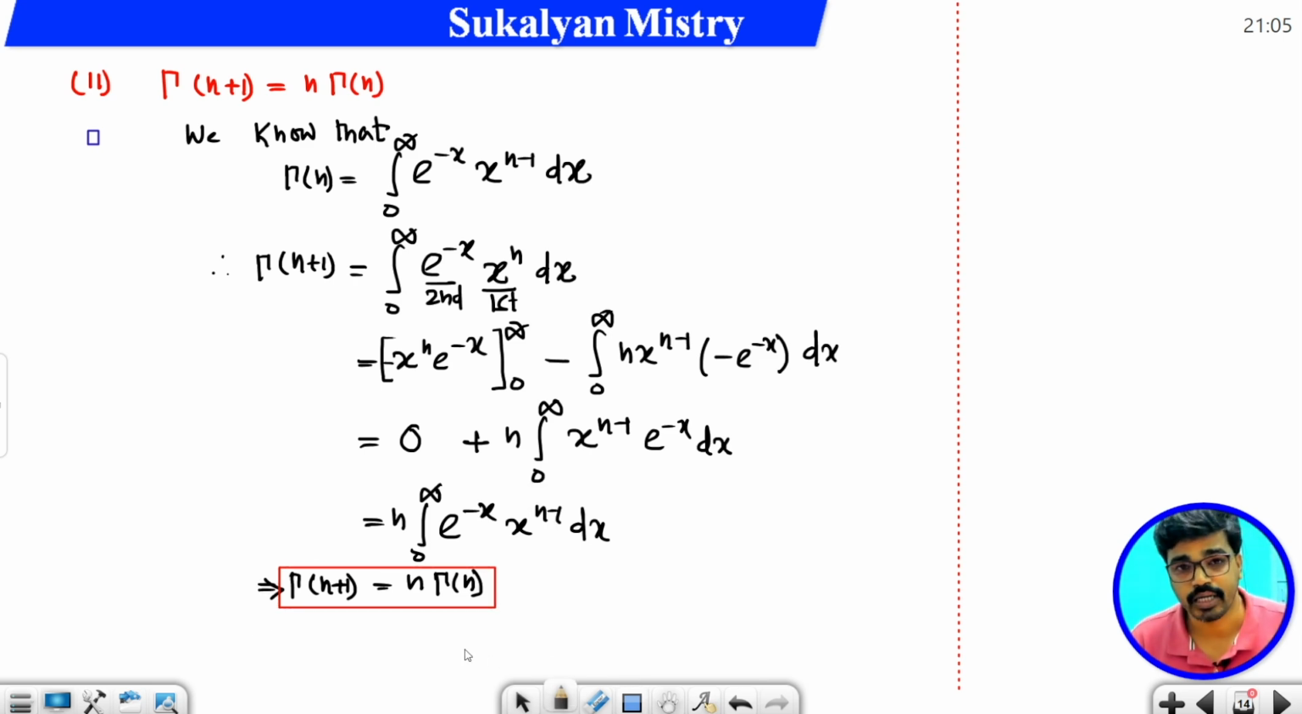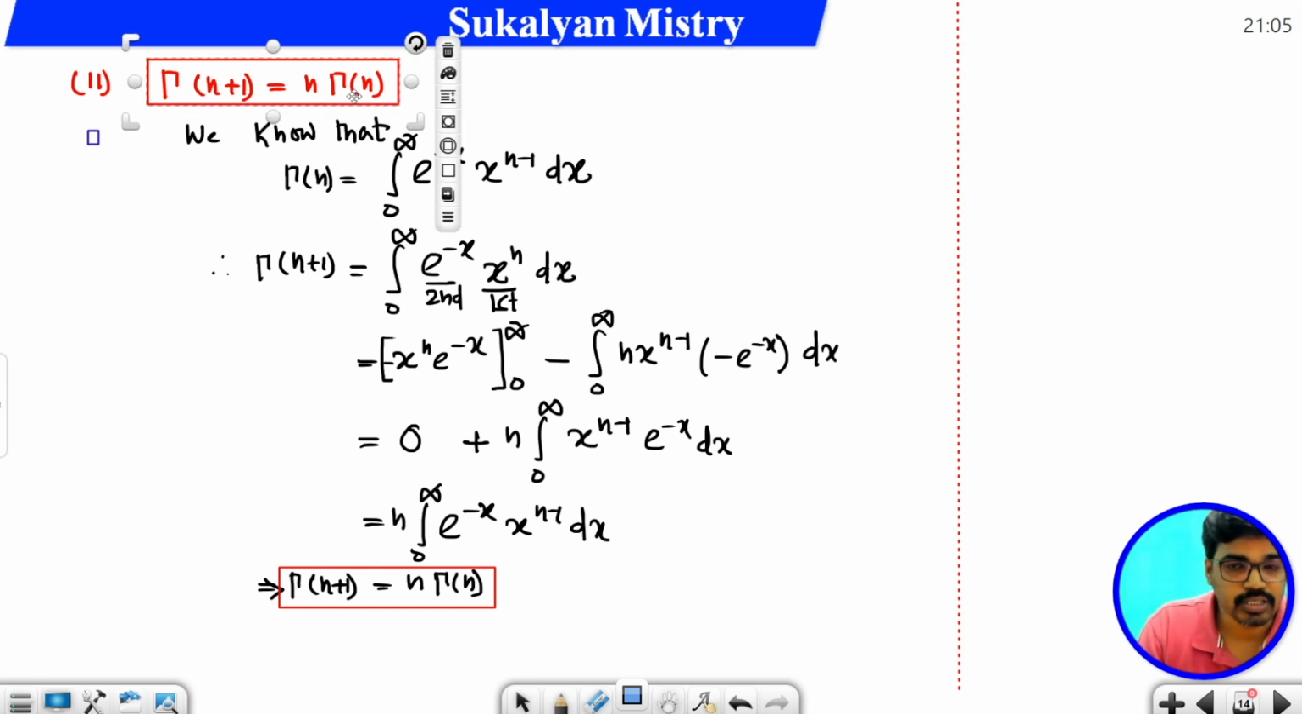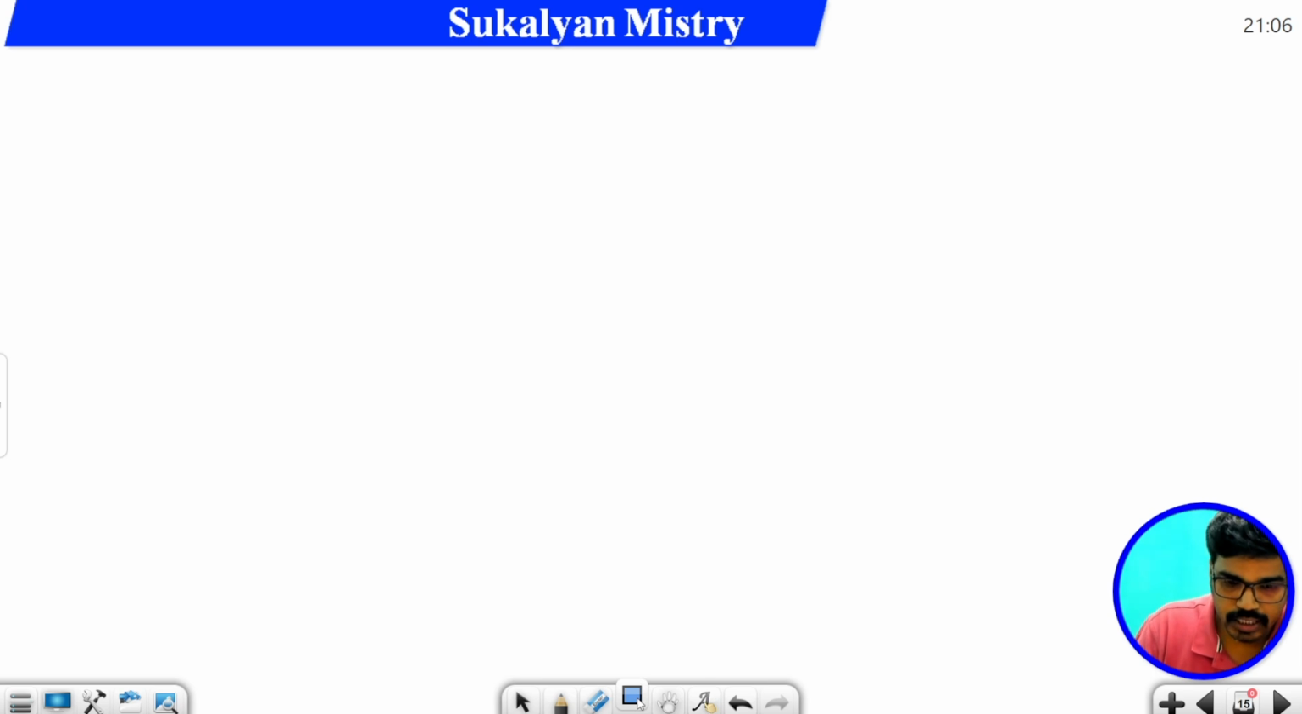It is very important. This result holds for positive integers as well as fractions, rational numbers. It is true for integers, right? So next property.